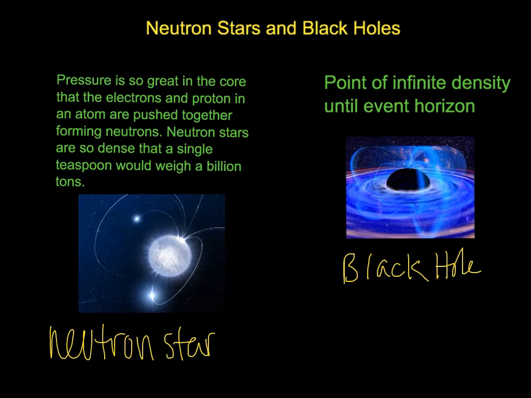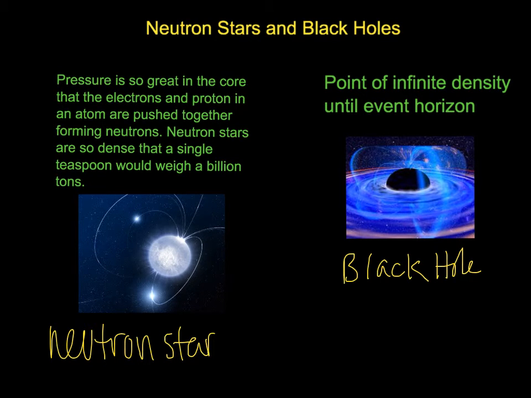Neutron stars and black holes are produced from stars that are more than 20 times the mass of the sun, and the pressure is so great in their cores that the electrons and protons are pushed together, forming neutrons, hence the name. Neutron stars are so dense that a single teaspoon would weigh 1 billion tons, and these stars are about the size of a city.